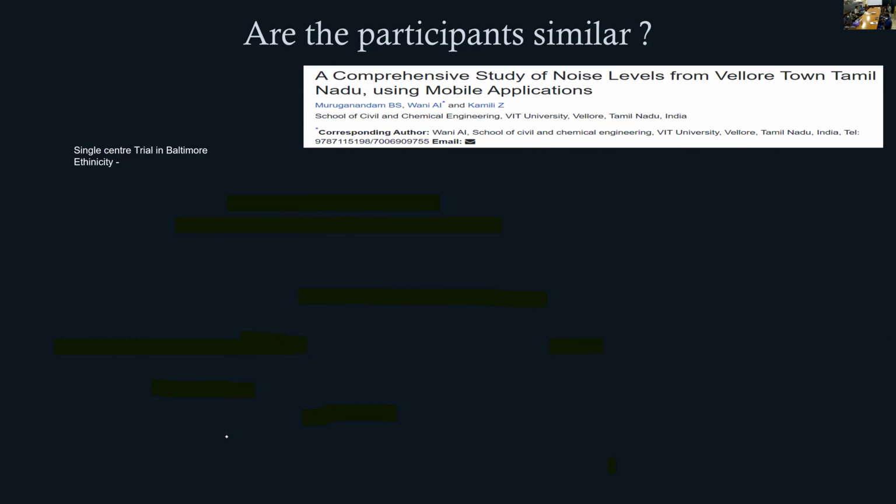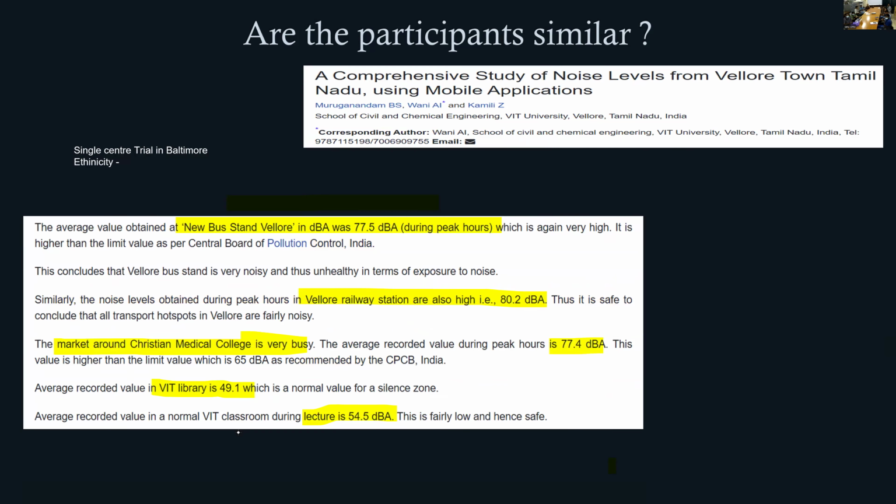So this is a study done by VIT in Vellore town. So we look at the highlighted thing. The decibel average in the bus stand was 77. This is near Vellore station, which is 80.2, which is high. And they looked at a market around Christian Medical College, so probably similar to outside our OPD, 77.4 decibel. The VIT library was 49 and the lecture room was 54. So probably similar to our OPD.